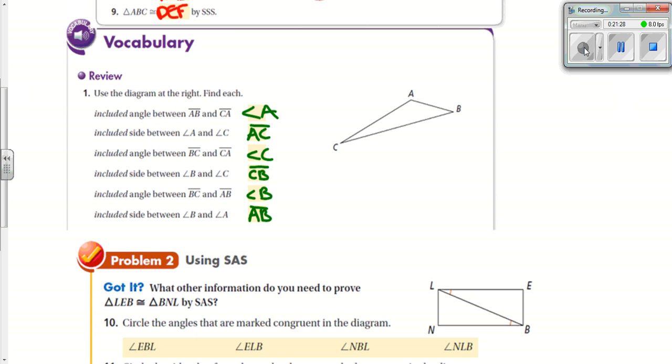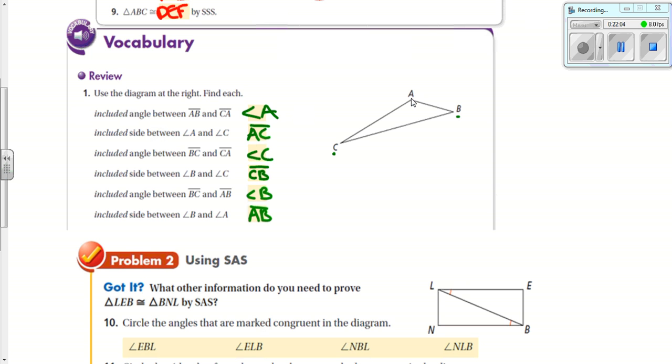All right, go ahead and take a look at the included parts. AB and AC, I'm sorry, AB and CA are right here, so angle A is in the middle of it. Angle A and C are these two angles, so the side in between is AC. BC and CA are right here, so angle C is in the middle. Angle B and C here, so it's line BC, or CB, sorry, et cetera, et cetera.